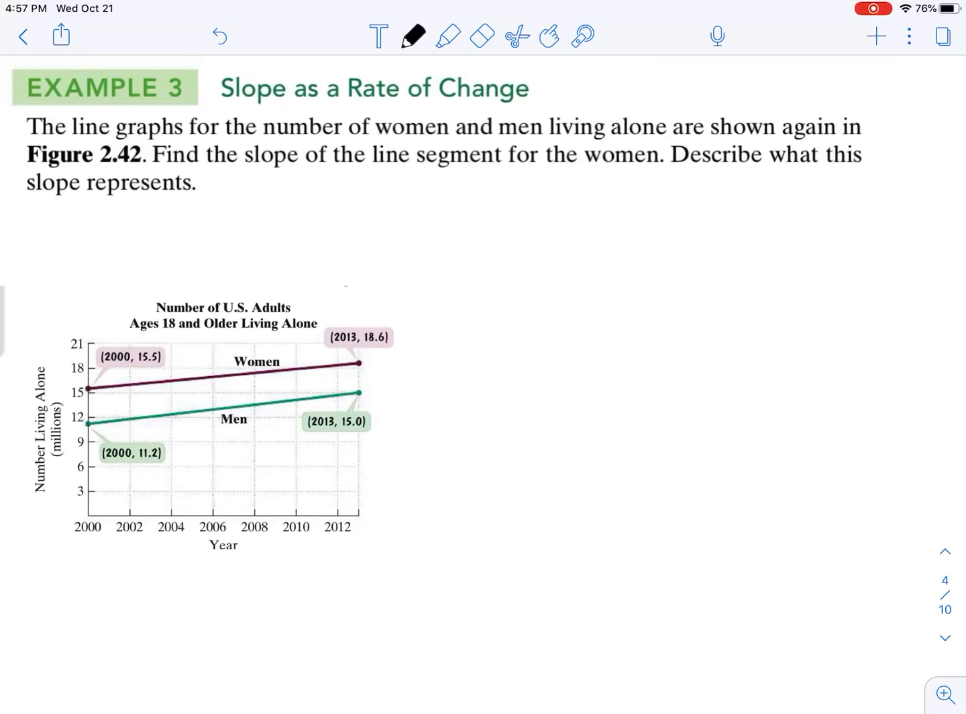Slope as a rate of change. One of the things that we need to keep in mind is that slope is not just rise over run. It is also a rate of change. It is the ratio of the vertical change to the horizontal change. So let's take a look at this example.